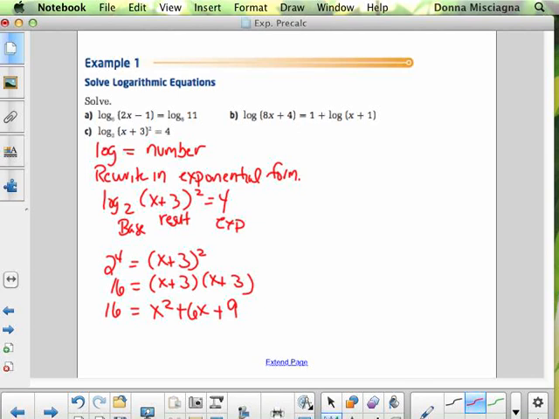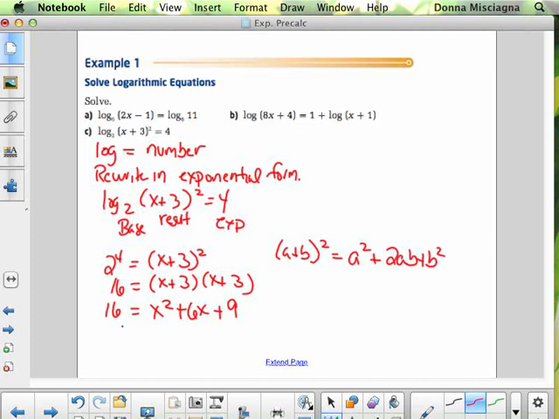Just as an aside, a fast way to square: if I had (a plus b) squared, it's going to be the first one squared, twice the product of each of those terms, and then the last term squared. Okay, so that has nothing to do with logarithms, but it's a little shortcut when we're squaring a binomial. All right, so now we need to get everything to one side.